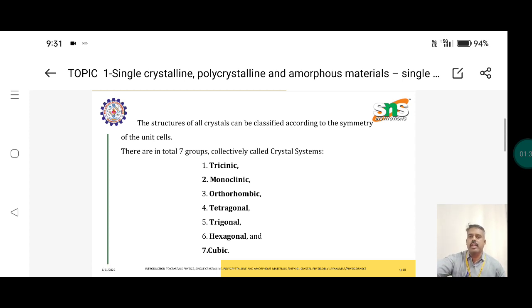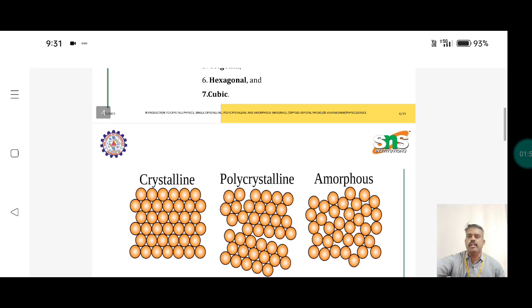The next classification of the crystal system is based on 7 groups. One is triclinic, monoclinic, orthorhombic, tetragonal, trigonal, hexagonal and cubic. We have the 7 types of crystal systems, formed in a very simple manner. So we discussed all the types of crystal properties in the cubical nature.